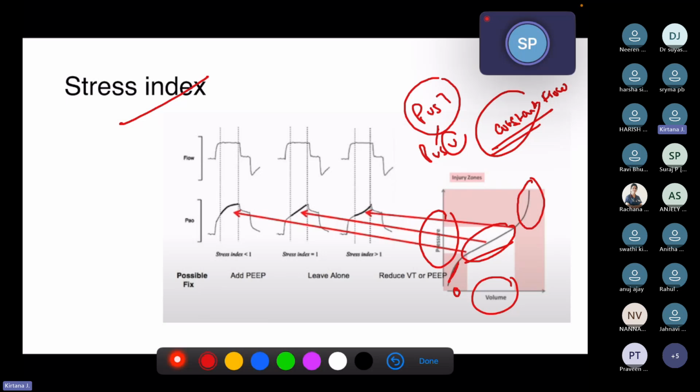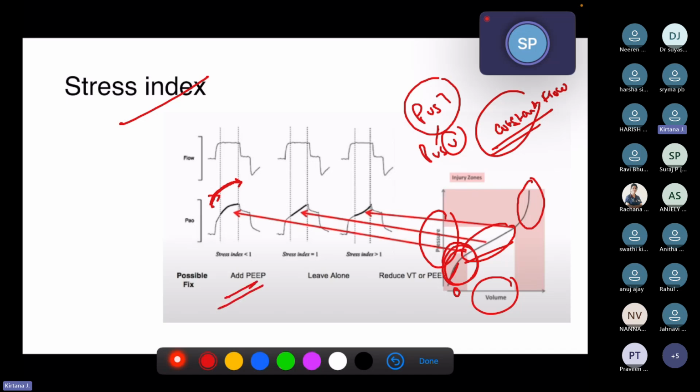Suppose your pressure versus time graph shows a slope like this, that is, the compliance is actually increasing as time is passing, right? The pressure was rising faster initially, and as the tidal volume is getting delivered, the pressure rises more slowly. This means that the compliance is getting better. For the same amount of change in lung volume, the change in pressure required is much lower. This means that you're operating somewhere over here on the graph. This means that your functional lung volume is low and you can add more PEEP.